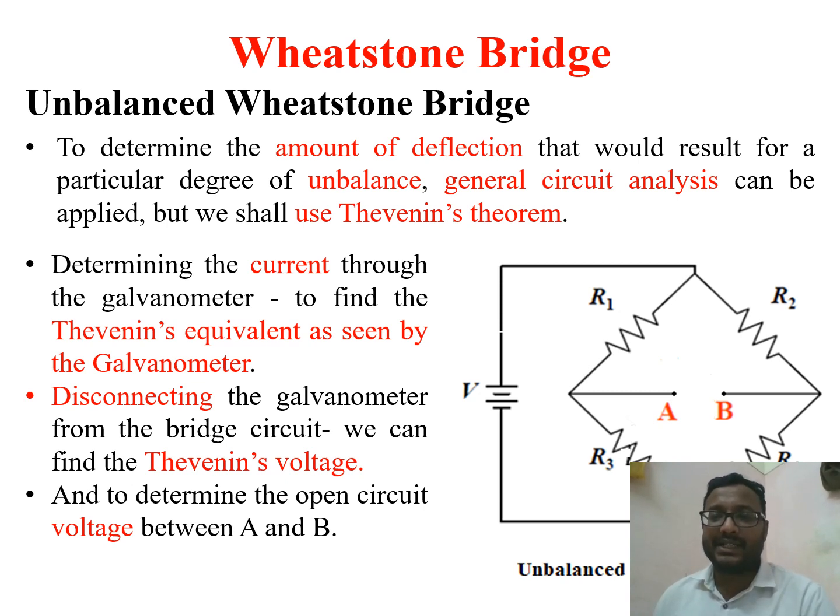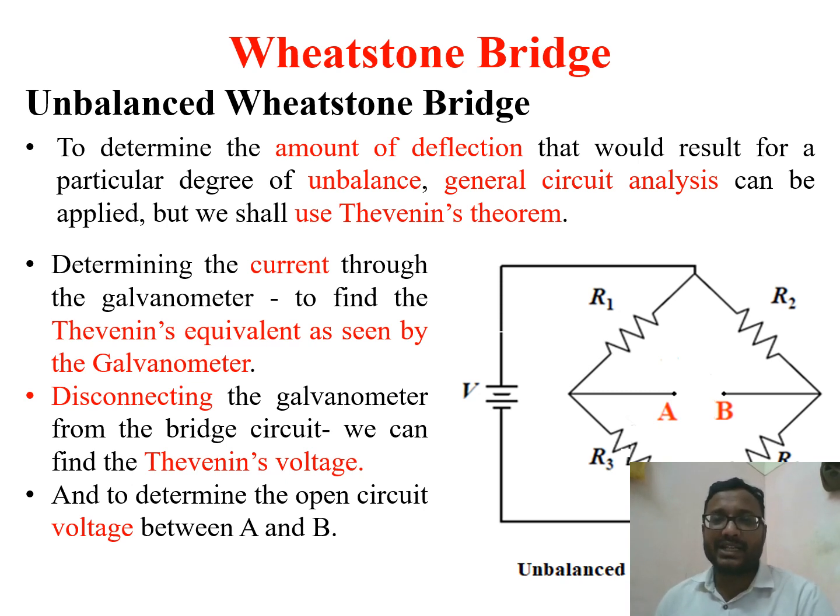If the current does not pass, there is no need to calculate. If the current is passing, we have to calculate how much current is passing through that galvanometer. So if the current is passing, it means an unbalanced Wheatstone bridge. If the current is not passing, it means a balanced Wheatstone bridge.